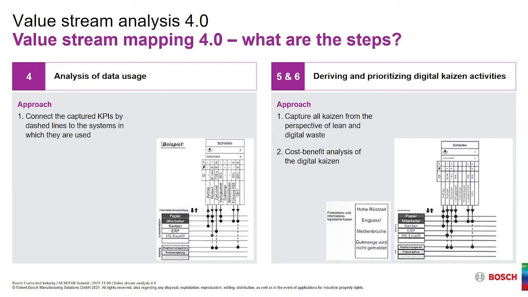So connect the captured KPIs from our classical value stream mapping with dashed lines to the systems in which they are used. Connect that, as you can see, the dotted points down there, and really see how you use your own information. And in the end, in having done that, you can derive important information such as digital Kaizen. So what is a digital Kaizen? A digital Kaizen is a data point that we are not making use of. A digital Kaizen can be, for example, my example earlier, a setup time that we are not recording that can be used later for continuous improvement monitoring, for example. And this gives you a very good idea where you have wastes, for example, in transferring information.